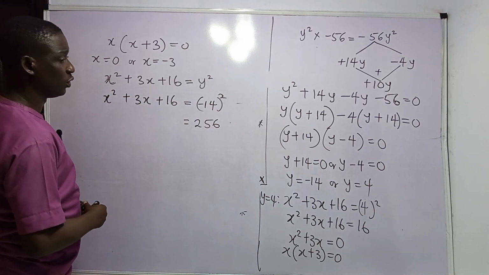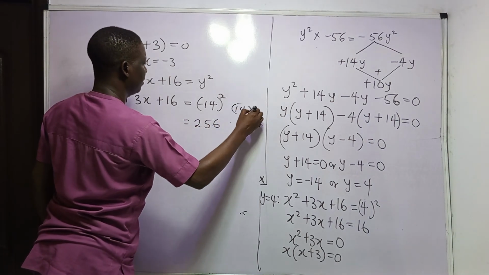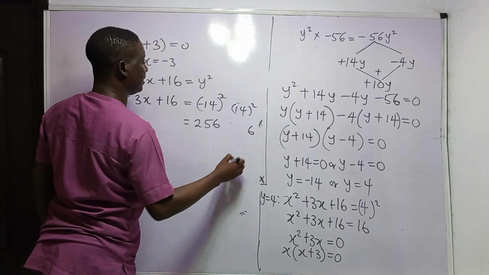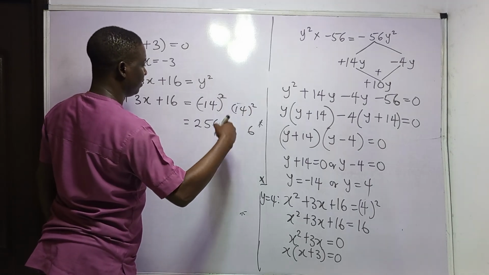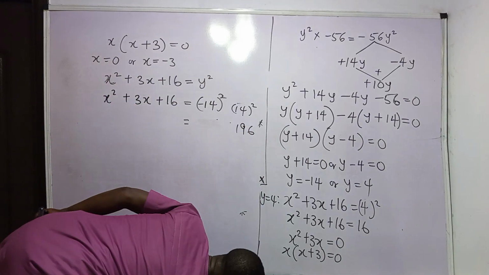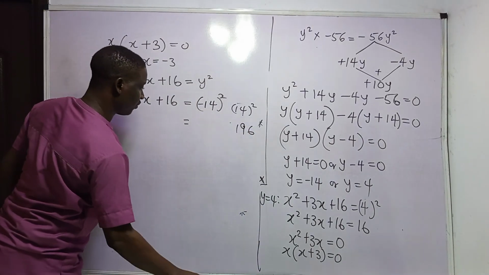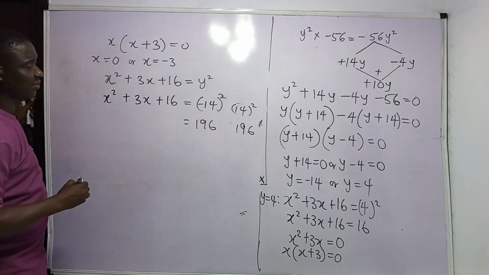Now, if you want to what? Sorry, let me see. 14 squared is what? Let's say 196. Sorry, 196. I'm sorry for that. It's 196.